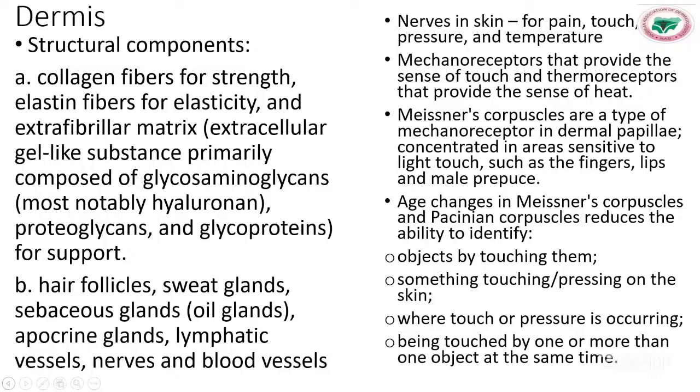Okay. And the hair follicles, sweat glands, and sebaceous glands, as well as lymphatic vessels, nerves, and blood cells, are all found within the dermis. Then the nerve is what I will just give as an example. Changes in the nerves or sensation in the skin. I will give it as an example of changes in the skin.